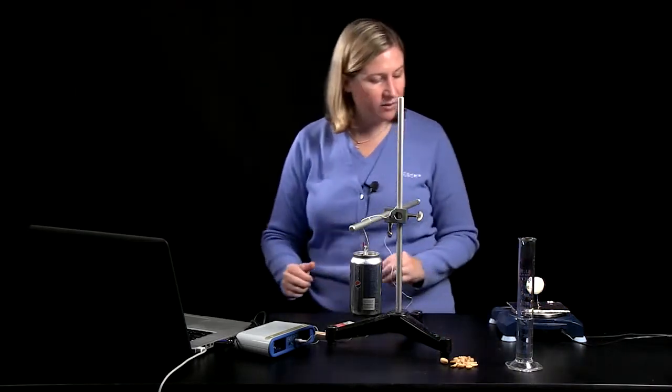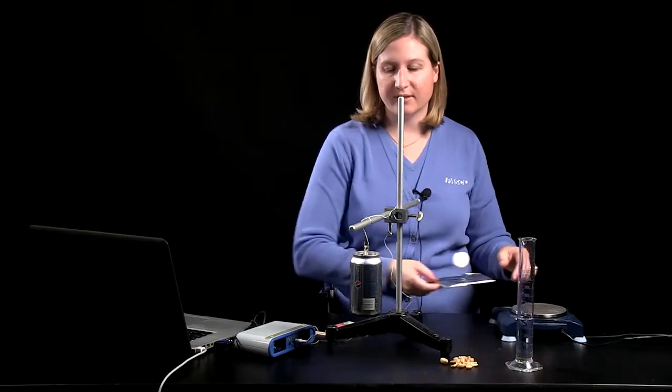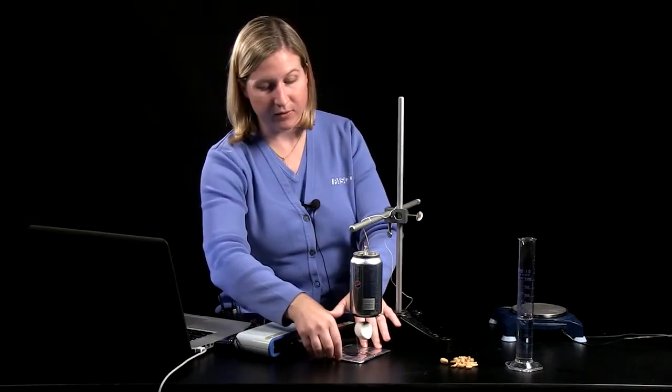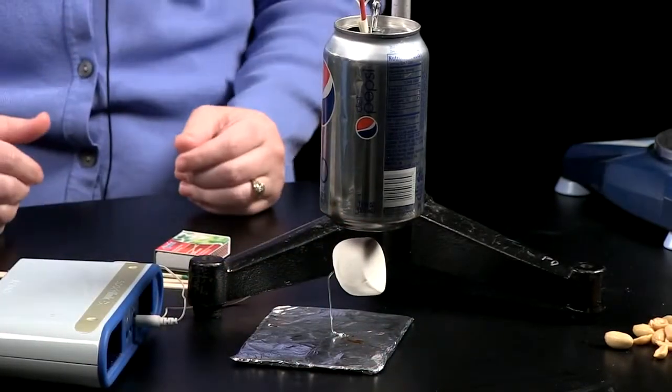So my initial mass of the marshmallow and the holder is 14.44 grams. I'm going to type that into my data table. And I'll come back to this data table after I burn the food to get the final mass of the food. I'm going to place the food holder with the food item directly below the can.